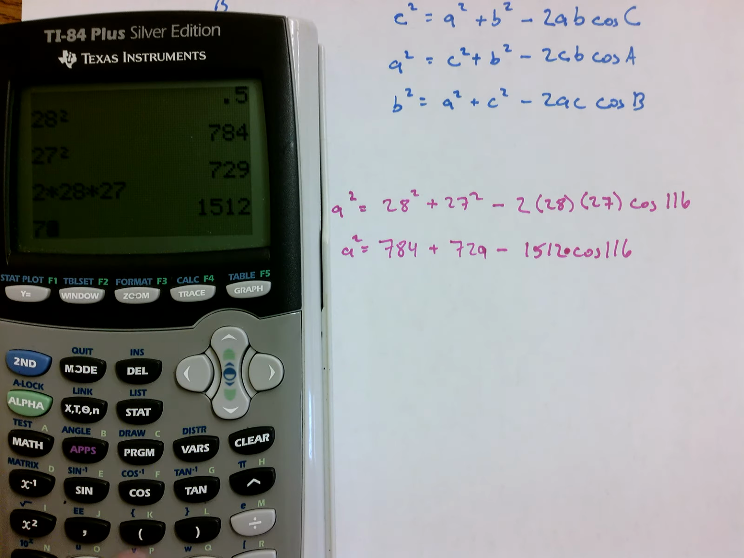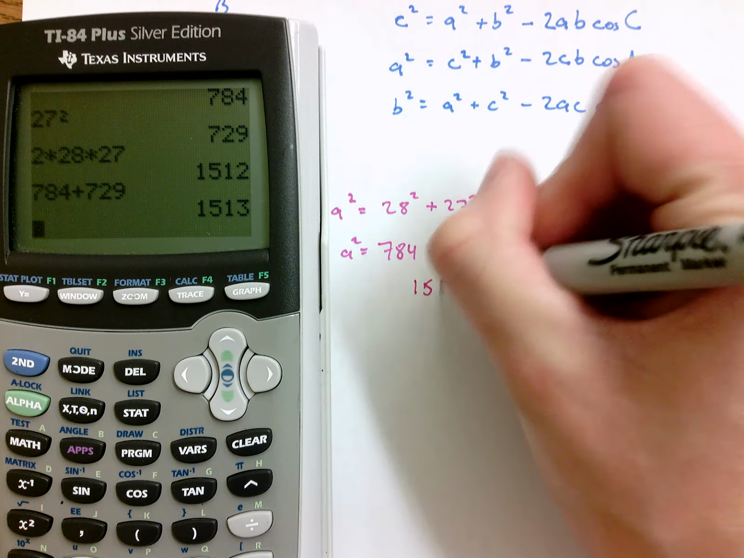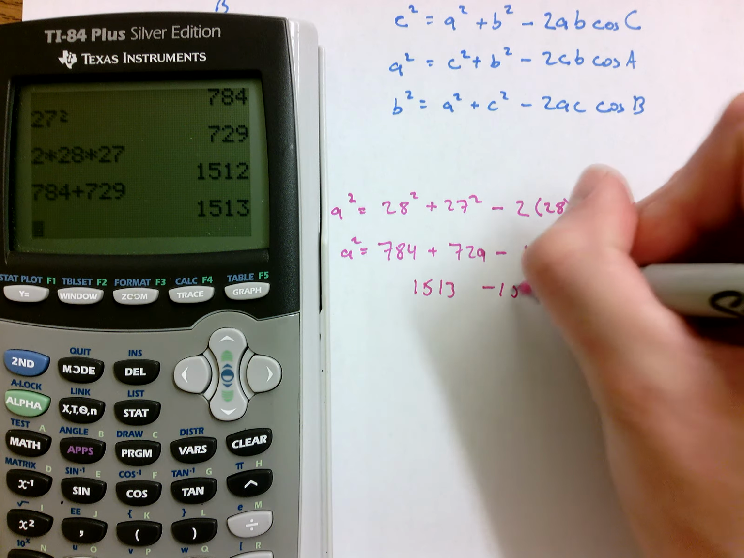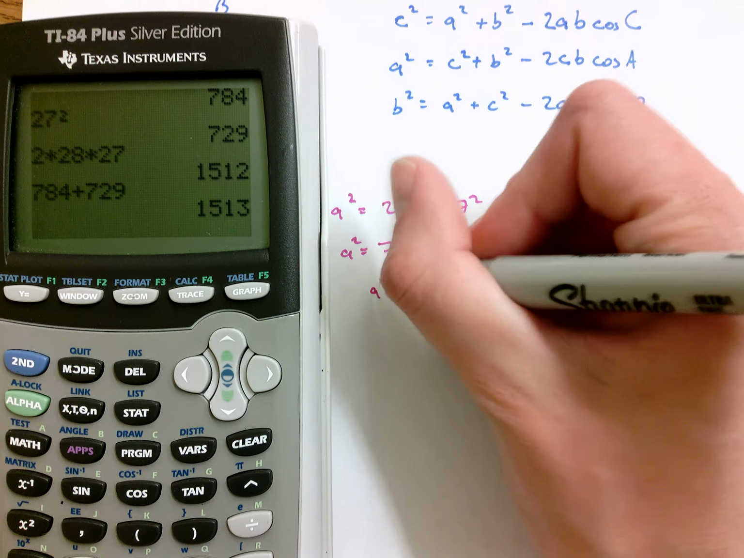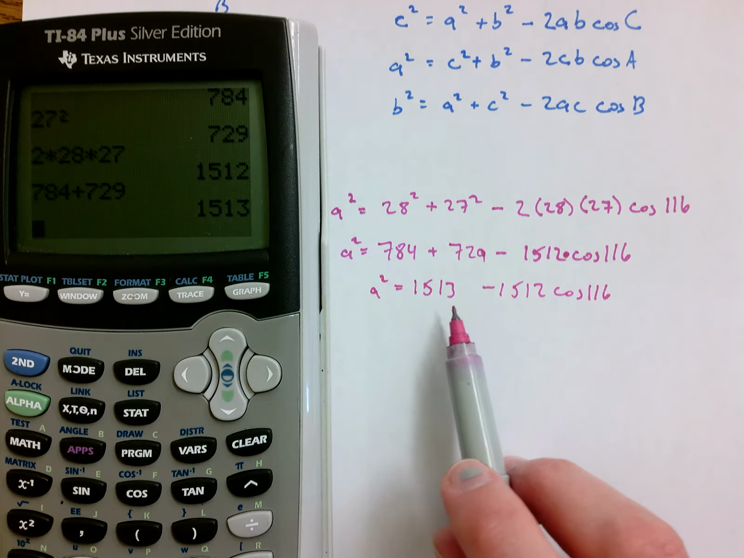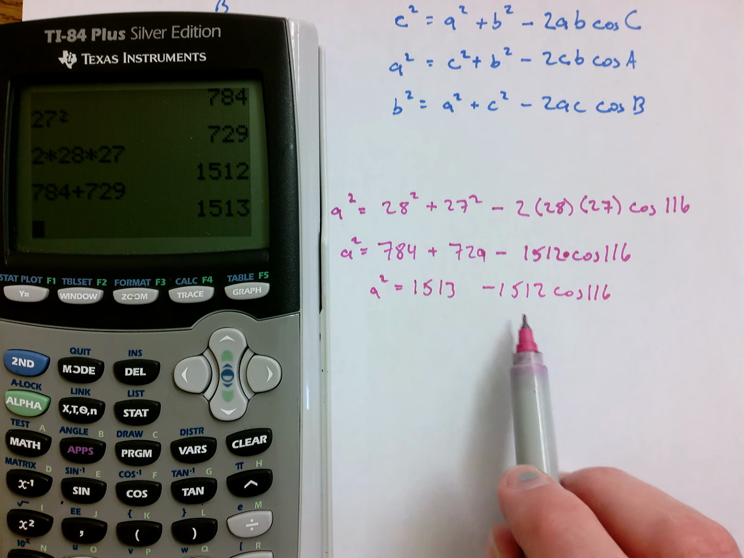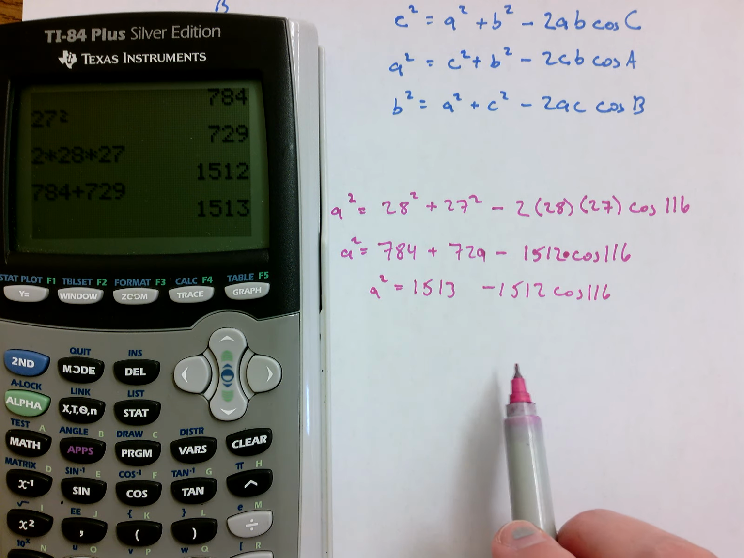Okay, you can add these guys together. So I can add the 784 and the 729 together. That's 1513. Okay, that's okay. But then what a lot of people will try to do is they'll say, oh, well, 1513 minus 1512, that's 1. So this equals 1 cosine of 116. No, you can't do that. Okay, it doesn't work that way.